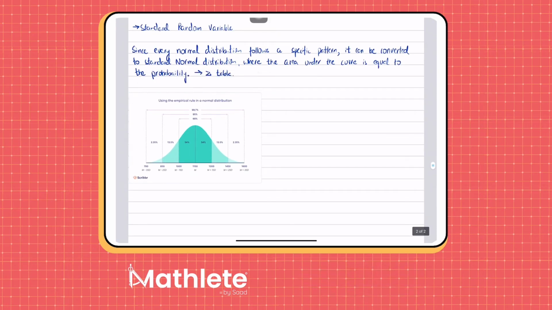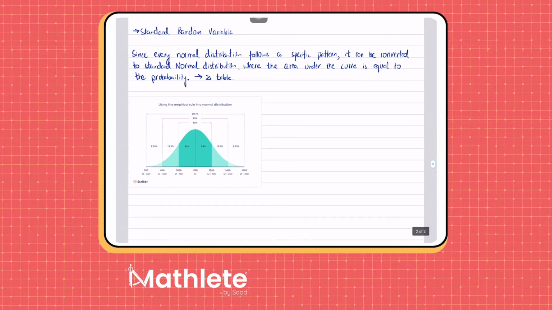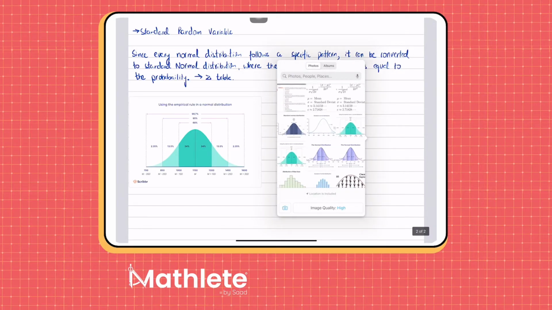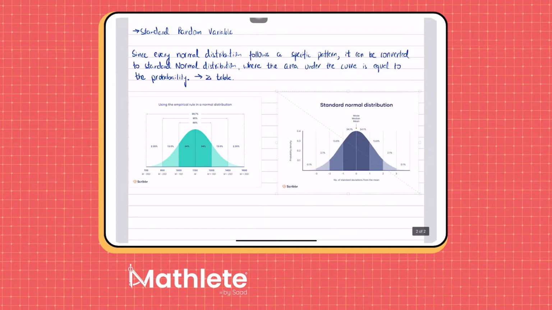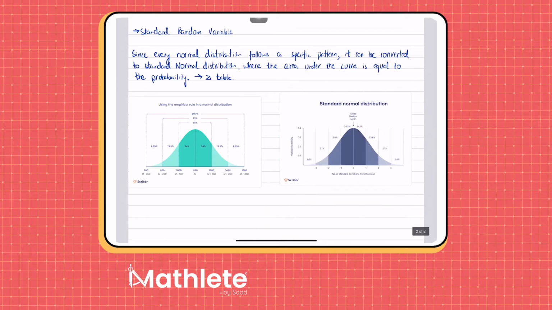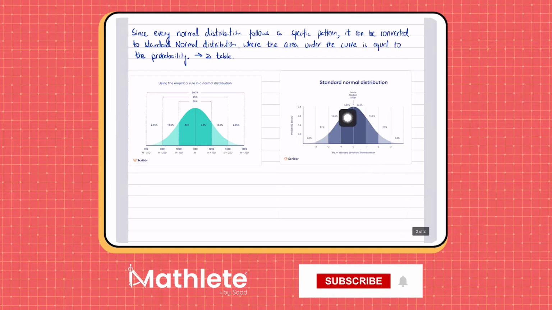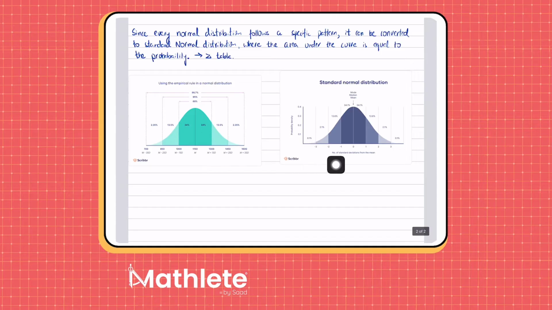So here are the SAT scores. We do this so that we can calculate probability. Now, because every normal distribution follows a specific pattern, what we do is we convert it into standard normal distribution. Now how is standard normal distribution different from regular normal distribution? Well, in standard normal distribution, what we're recording is the number of standard deviations from the mean. So the mean is considered 0, and 1300 is one standard deviation from the mean. So here we write 1. 1450 is two standard deviations from the mean. So here we write 2, and so on and so forth.